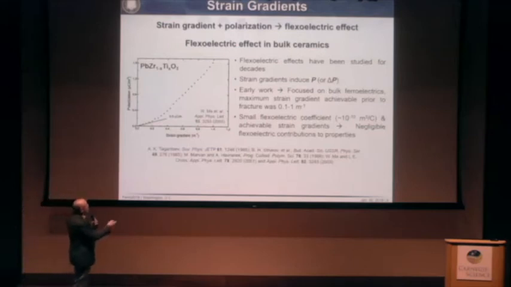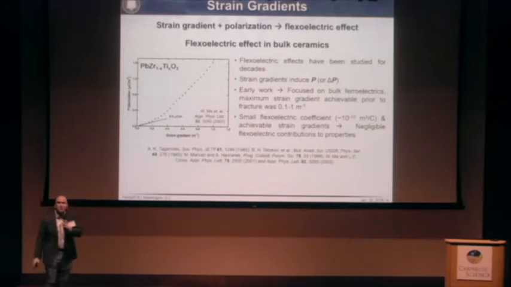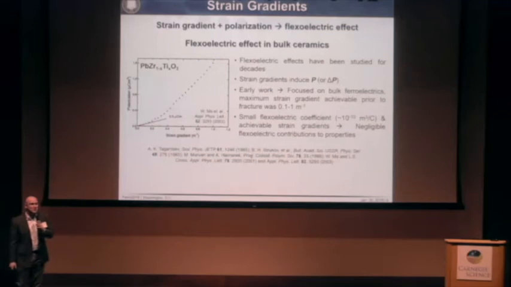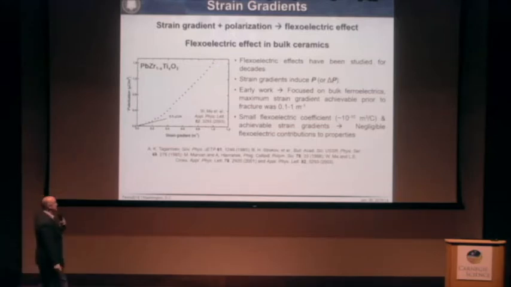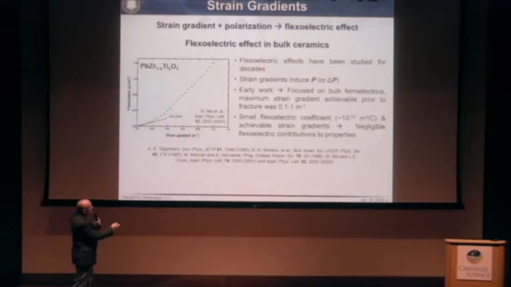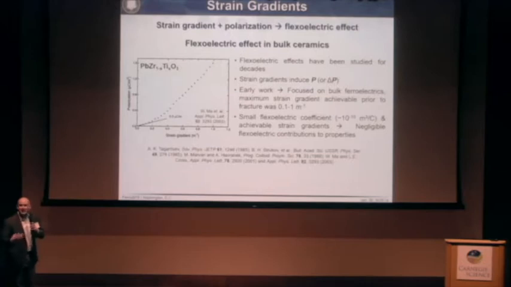Now, the early work, which focused on these bulk materials, was limited by the fact that they could only apply relatively small strain gradients before the material would break or fail. So this is the units that we're talking about here, on the order of about 0.1 to 1 per meter strain gradients. And that, combined with the relatively small flexoelectric coefficients that most materials have, meant that we knew this existed, but it was kind of a laboratory curiosity in these systems.